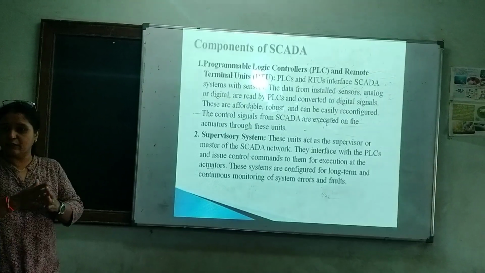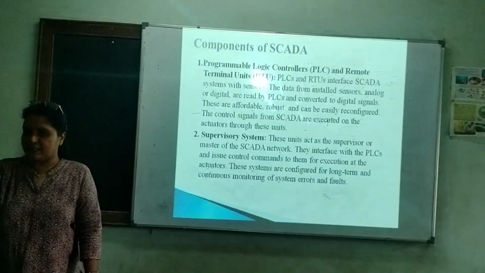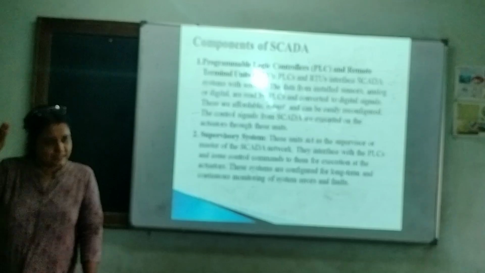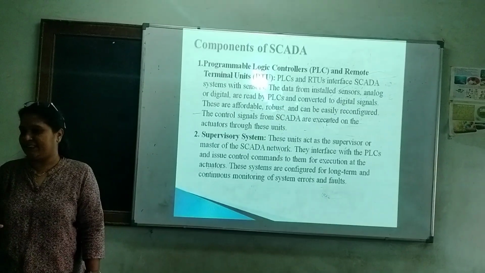Now SCADA is not a separate system. SCADA does not take data directly from the sensors, even though it is connected. Sensors are connected to the PLCs and the RTUs. Through those it is collected here.